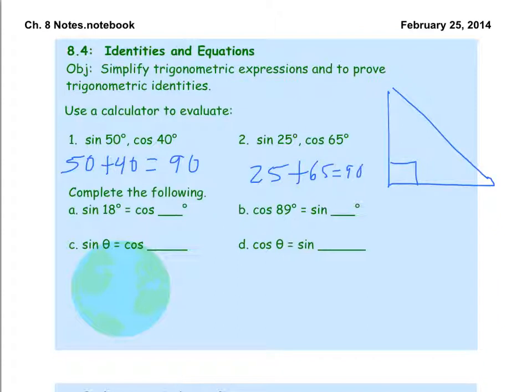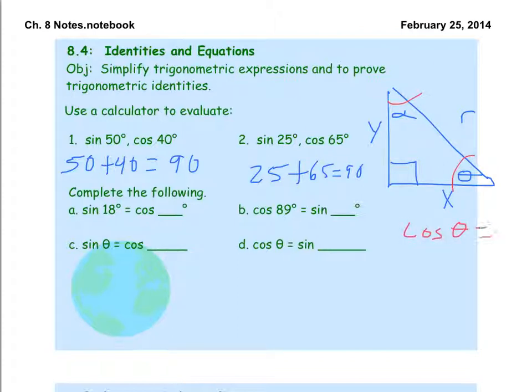Now, if I think about a right triangle with its non-right angles, let's call them theta and alpha, and then let's call the sides of this triangle x, y, and r. It's actually not a terribly difficult thing to show that if we have two angles that add up to 90 degrees, one of those angles' sine value is the same as the other's cosine. Because this is in a right triangle, I know these two angles have to add up to 90.